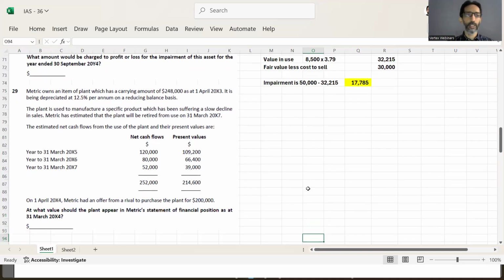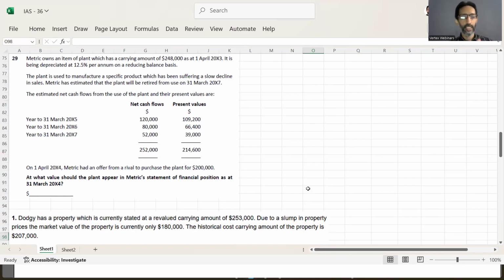So we have another question, which is again there to explain the basic idea. I have added these two questions so that we could reinforce the concept. At what value should the plant appear in Metric's statement of financial position as at 31st of March 20x4? Metric owns an item of plant which has a carrying amount of 248,000 at 1st of April 20x3. So we are looking at the value at 31st of March 20x4.